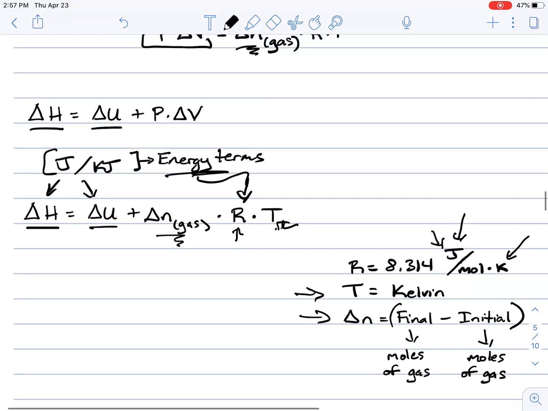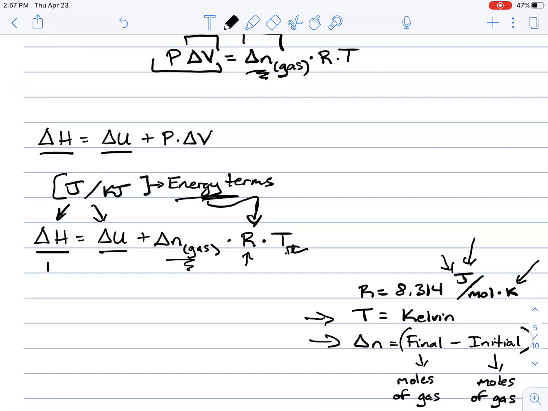And so we can go ahead and calculate change in enthalpy or change in internal energy if we know one of these two values, and if we know the change in moles of gas, R and T. Very similar to a lot of algebra problems that you guys have solved in the past, you can basically solve for any one of these terms if you're given all of those terms except for one.